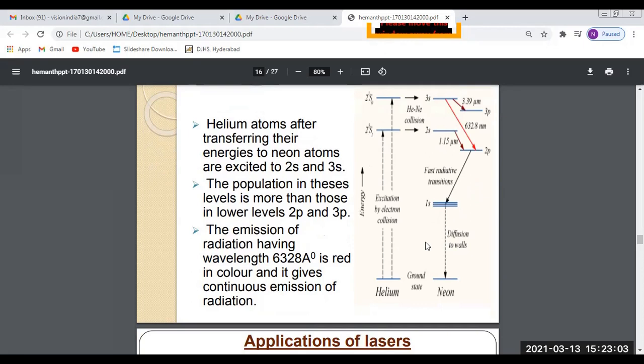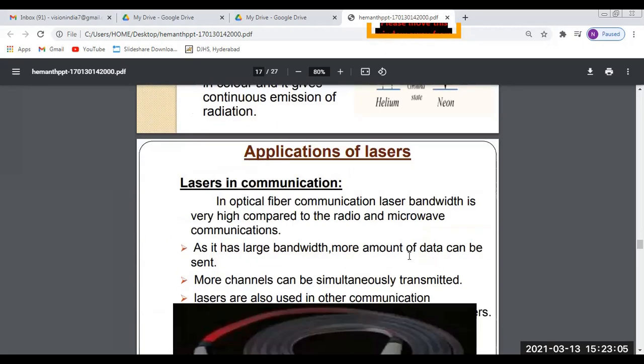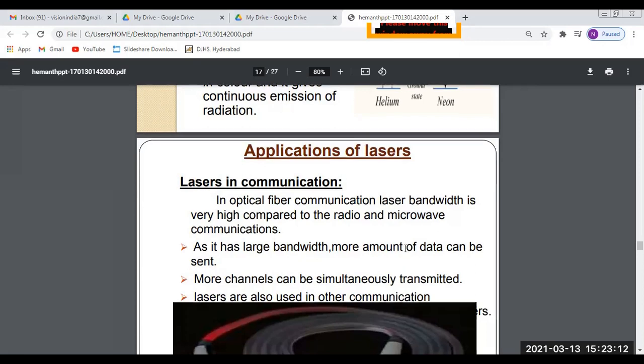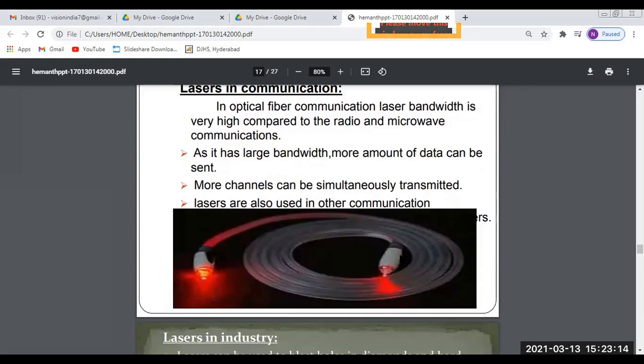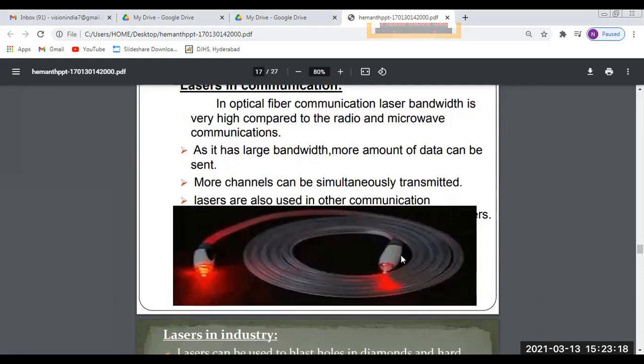Now what are the different applications of lasers? We have many applications in communication systems, in optical fiber communication. Due to its large bandwidth, more channels can be transmitted simultaneously.